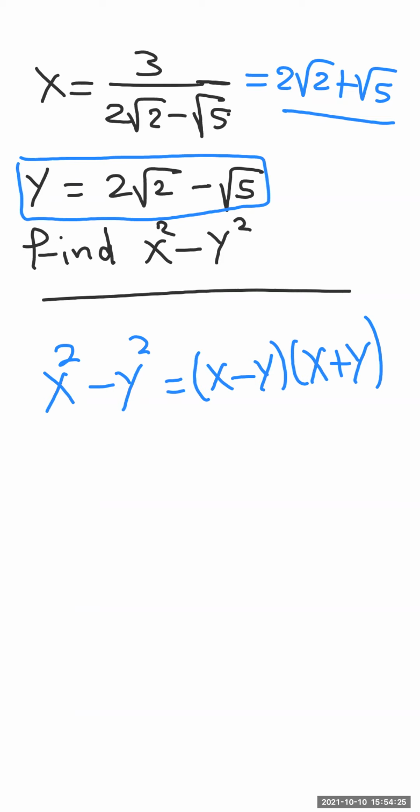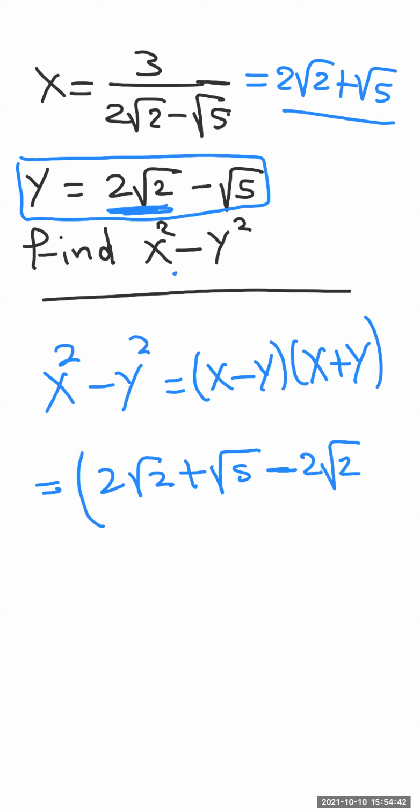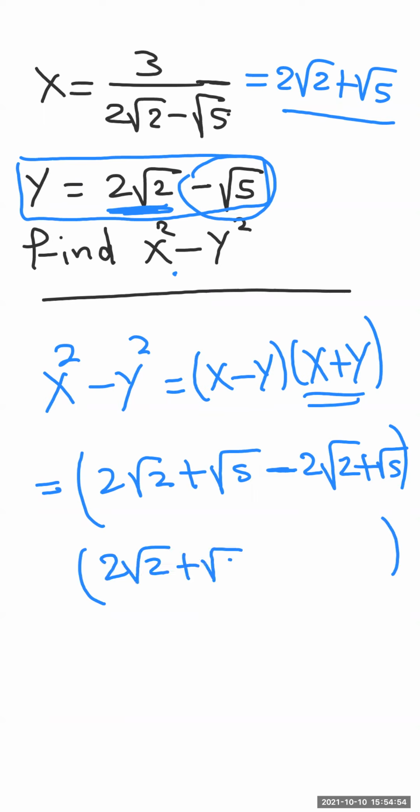So now it's very easy. x − y will be like that: (2√2 + √5) minus y, (2√2 − √5), so plus √5. So this is (x − y) times (x + y), where x + y is (2√2 + √5) + (2√2 − √5).